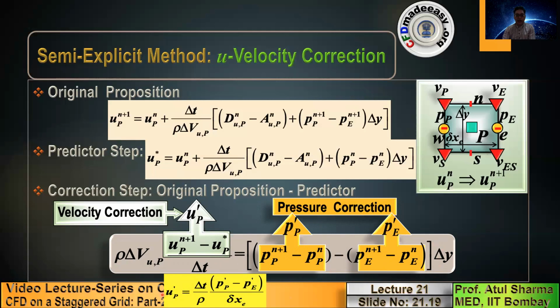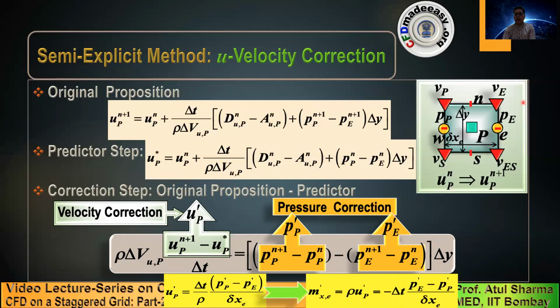Now when you multiply this by density, you get the mass flux correction. So MXC prime is equal to rho into UP prime, and you get an expression like this, which is equal to minus delta T times E prime, the pressure correction of the east neighbor, minus P prime. First you have obtained UP prime at this grid point, at this node, and then you have obtained MXC prime here. Now this MXC prime is a function of P prime here and P prime here, divided by the distance between the two yellow circles, which is delta XC.